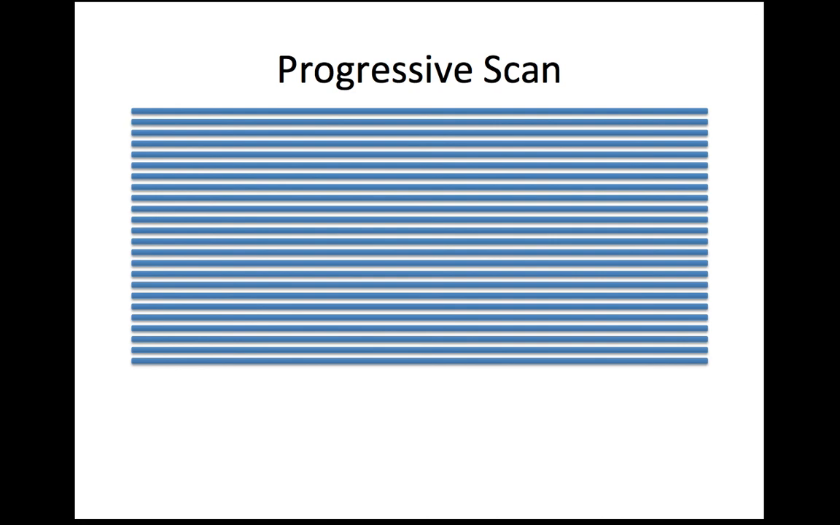And the problem was that the phosphor, the chemicals, would fade before the electron gun would come back to that part of the screen again. So they decided, well, how about we shoot every second line and then come back?